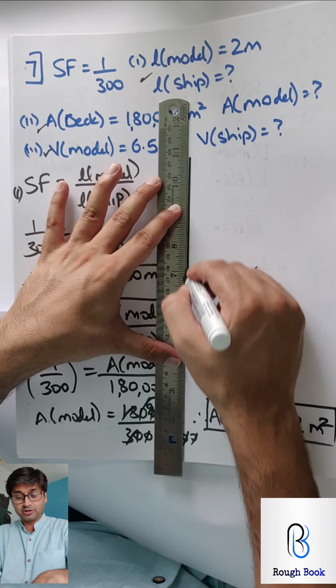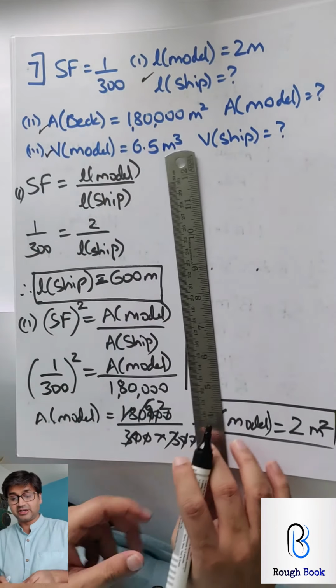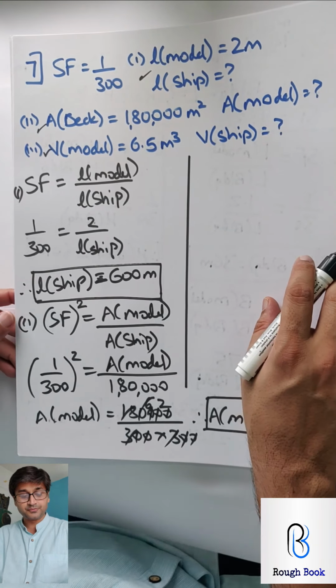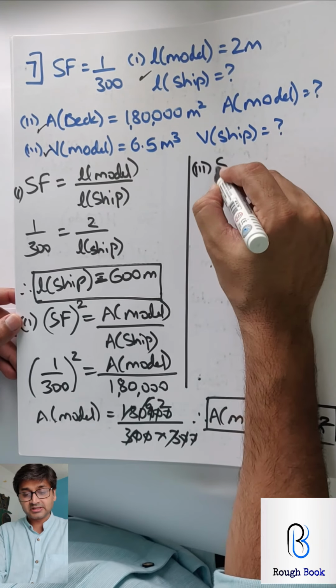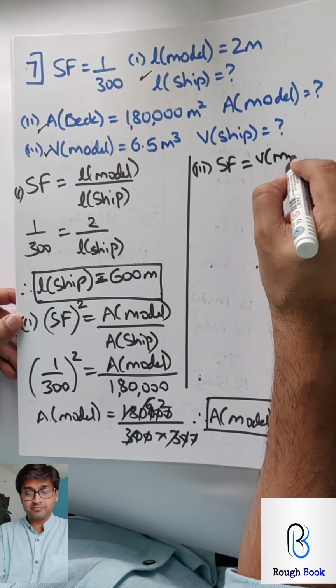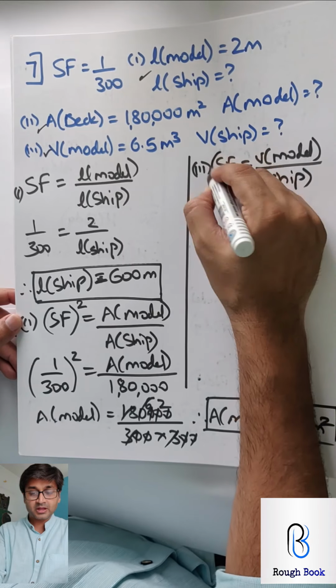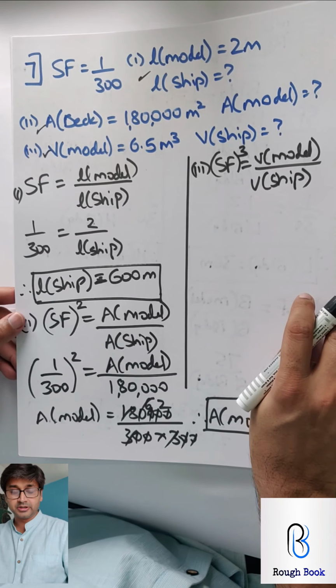Can you try volume on your own? Let's become a little adventurous and try things on our own. Let's see if you can tackle it. Come on, get me the volume. So the third part, scale factor, volume of model upon volume of ship. But the scale factor gets cubed this time.